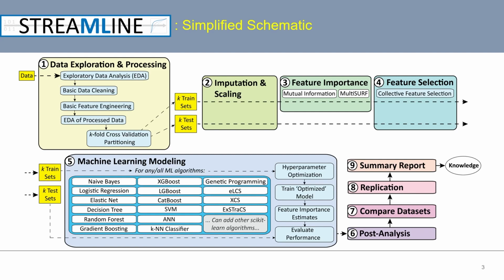Given one or more target datasets, STREAMLINE starts with data exploration and processing, then imputation and scaling, then feature importance estimation, feature selection, modeling, post-analysis, comparing datasets, replication, and generating a summary report.